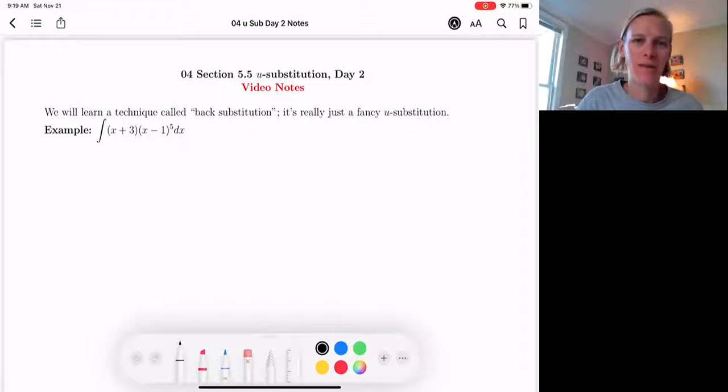We'll do only a few examples with these. We'll do 2 examples in the video and 2 in the notes. So this isn't something that we use all the time, but it's useful to know. So let's get started. So I have this example here. This doesn't look like an obvious u-substitution, but it's definitely not something we can do otherwise unless we want to multiply out (x minus 1) to the 5th, which I don't want to do.